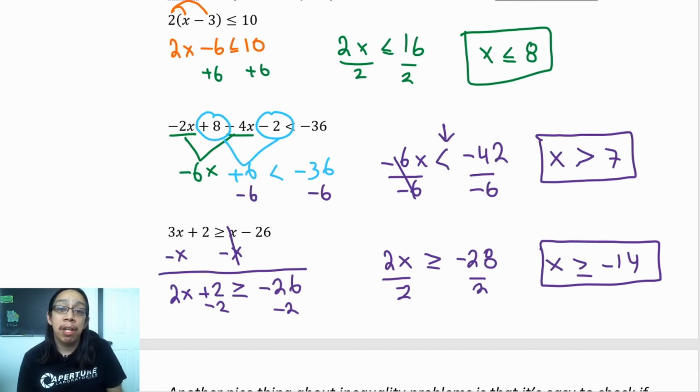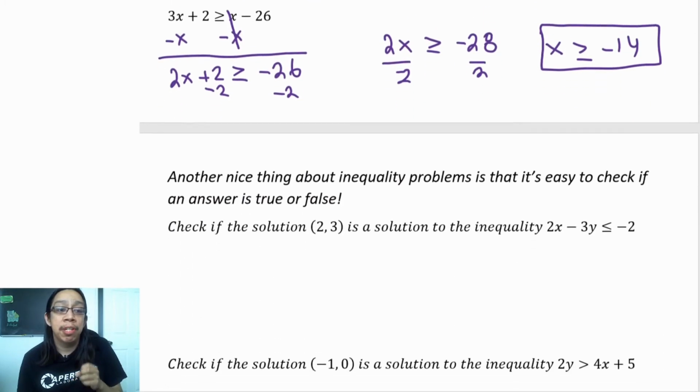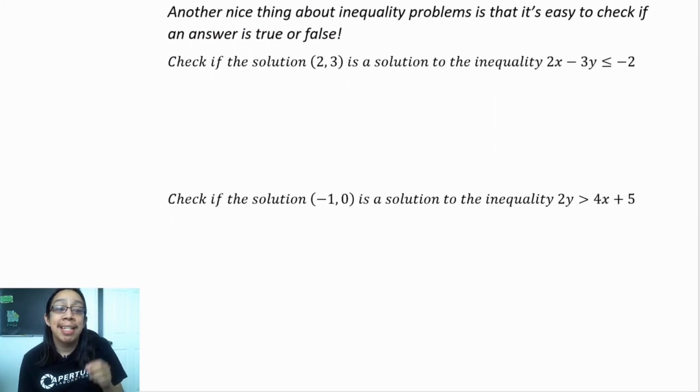Now there is one more thing I do want to cover with you guys, and it's about how do we check whether a solution given to us is actually a solution to the inequality. This is really simple. All you have to do is plug in the x and y given to you, simplify a little bit, and then check to see if the remaining answer is true or false. So check this out. We're going to check to see if this point, 2, 3, is a solution to the inequality 2x minus 3y is less than or equal to negative 2.